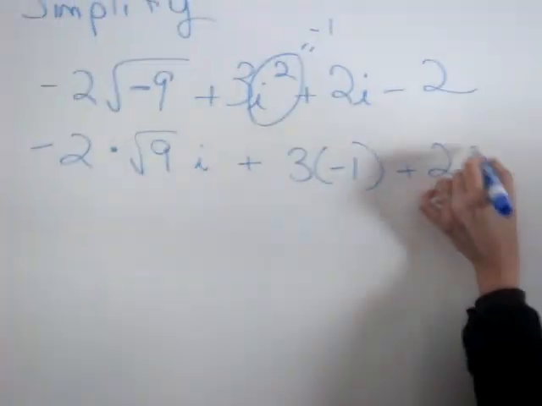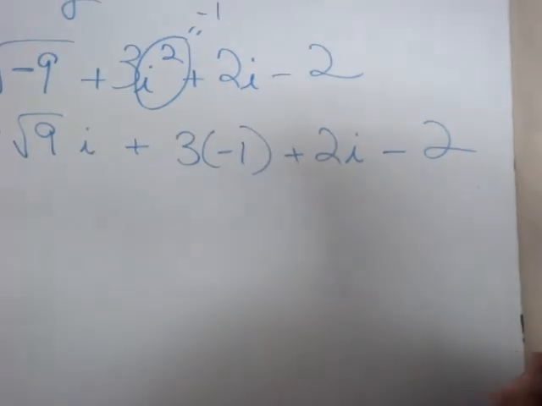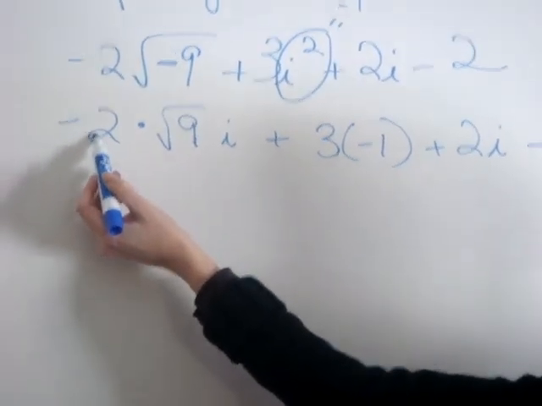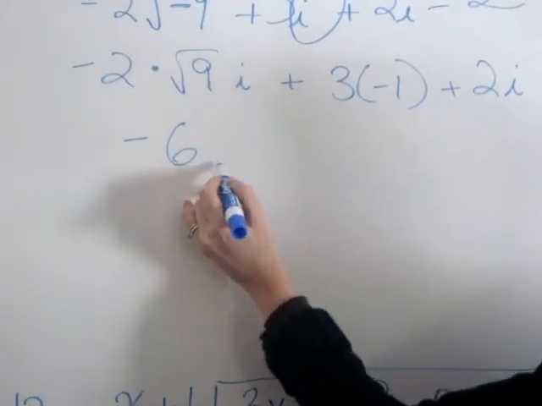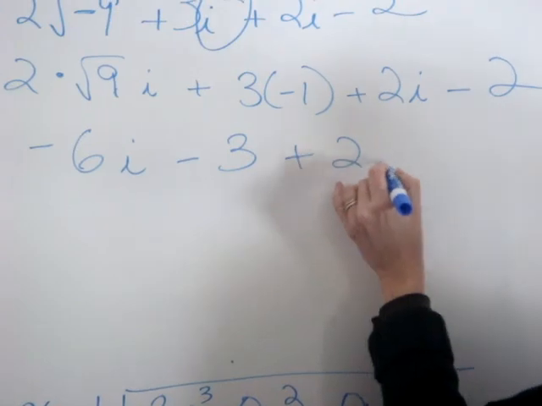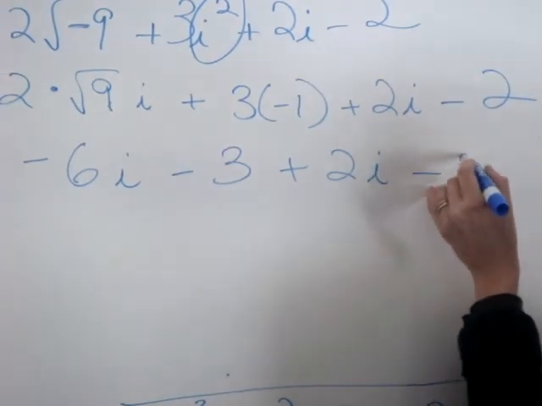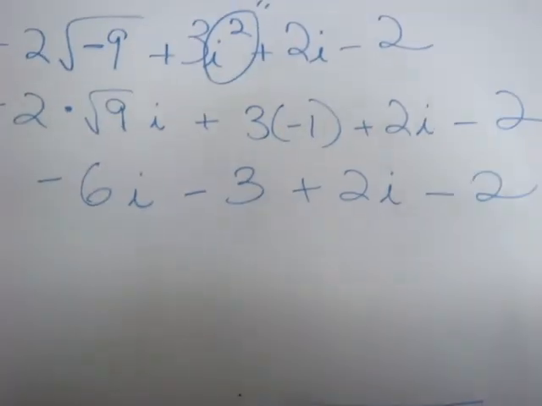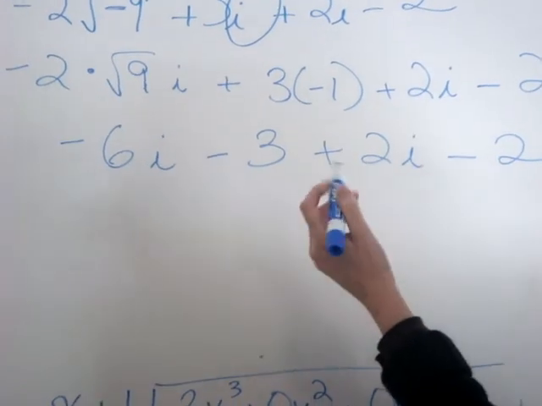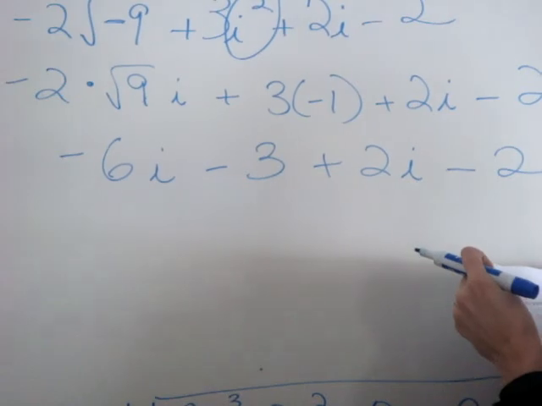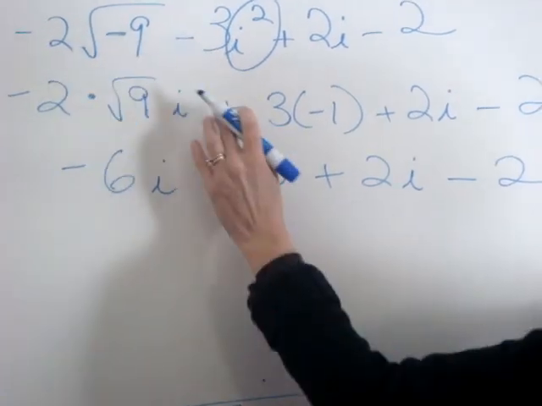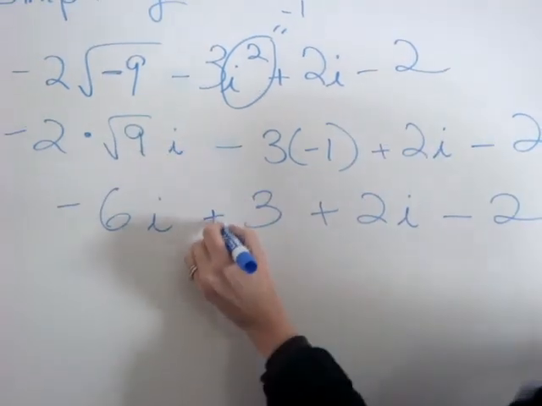Plus, you can't simplify 2i, and you can't simplify 2. Now we have the square root of 9 is 3. 3 times negative 2 is negative 6i. Minus 3 plus 2i minus 2. And this should be, I think I copied the problem wrong when I started this one. Let me just check. Oops, this should have been a negative. When I started, I copied it wrong. So this should be a positive.